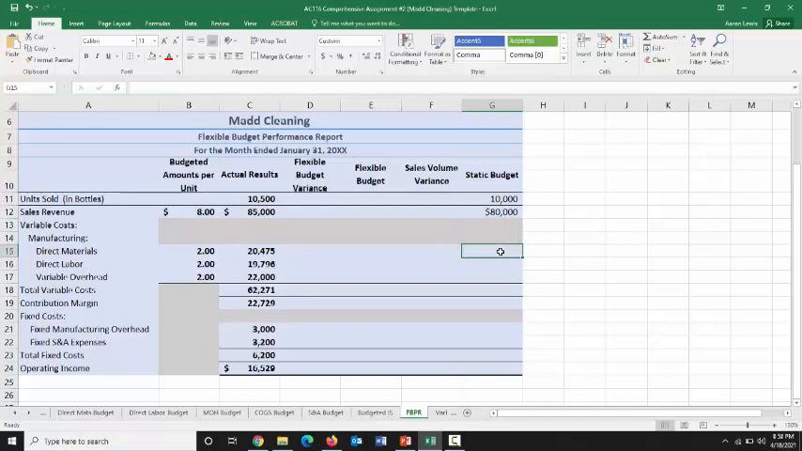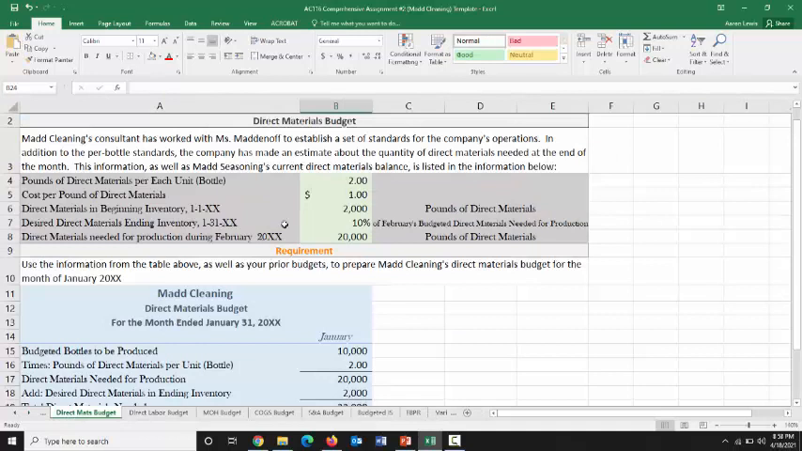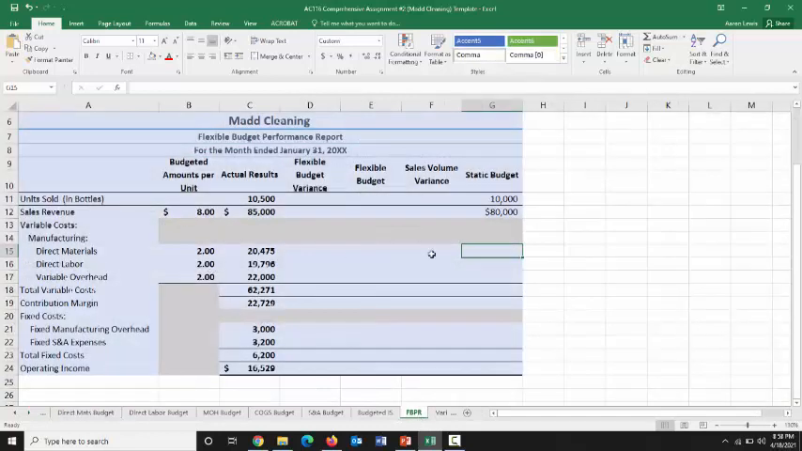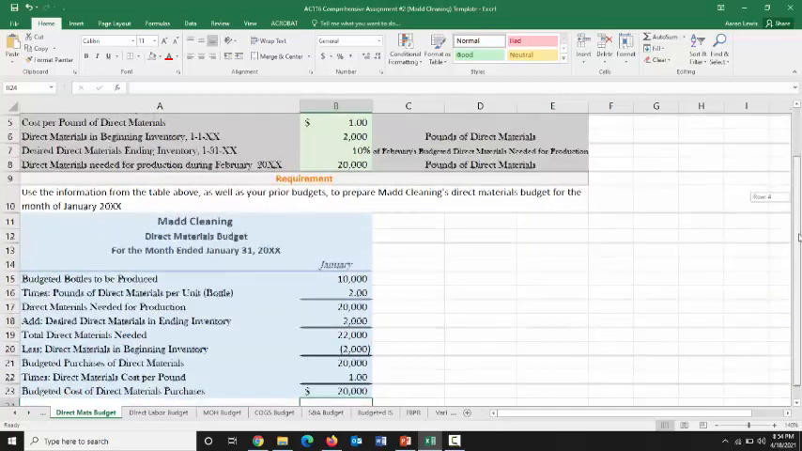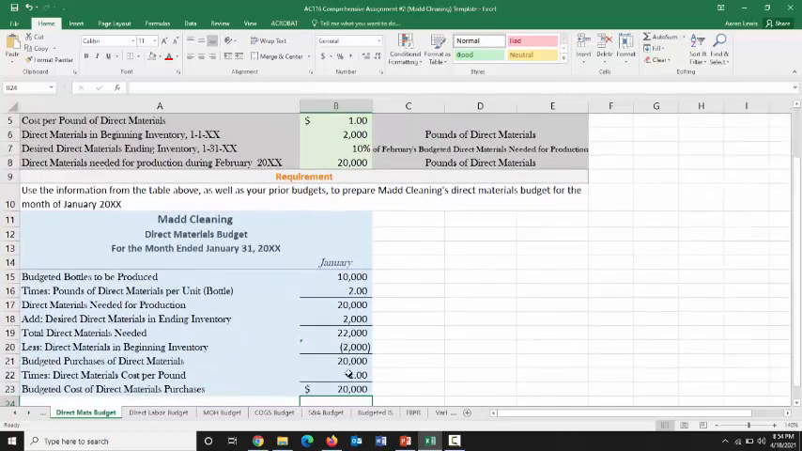Well, what would it have cost us? According to our direct materials budget, we're going to use 2 pounds of direct materials for each bottle of all-purpose cleaner. Each one of those pounds of material was going to cost us $1, so those 2 pounds for each bottle was going to cost us $2, which is how we came up with that $2 standard. That means producing those 10,000 bottles at a rate of $2 apiece should have cost us $20,000. And we have that in our direct material budget too: our direct materials needed for production at cost was 20 grand.